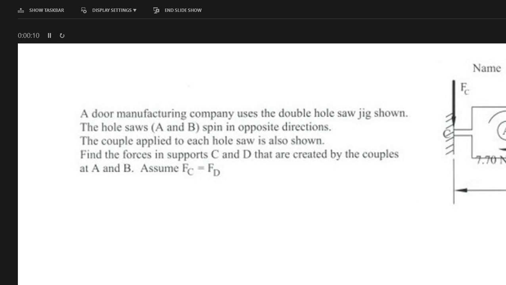Okay, so we have a door manufacturing company. They have this double hole saw jig, and we have two hole saws, A and B, spinning in opposite directions and applying those couples. Let's find the forces on the supports at C and D that are created by the couples. Do we have any questions on that one?